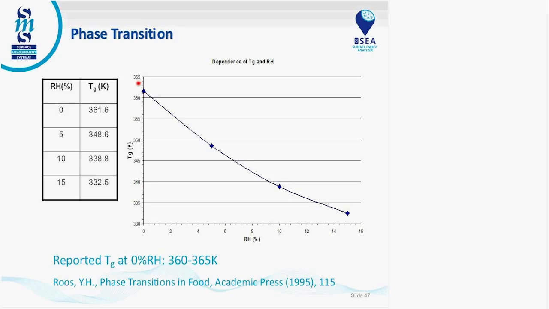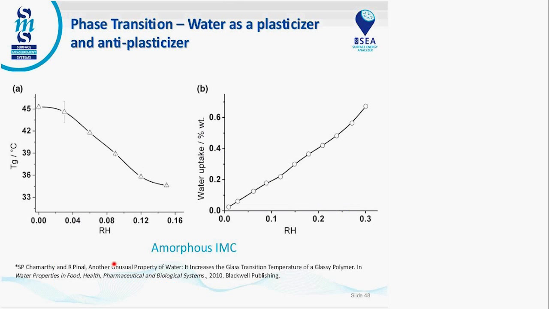As we increase the humidity, we can see how water plasticizes the material. We see a decrease in the glass transition temperature. This is a study done by Purdue University. We're looking at amorphous indomethacin. Again, as we increase the humidity, we see a decrease in the glass transition temperature, which is what you would expect. And here you can see the water absorption curve. We see a relatively monotonic increase in water uptake.